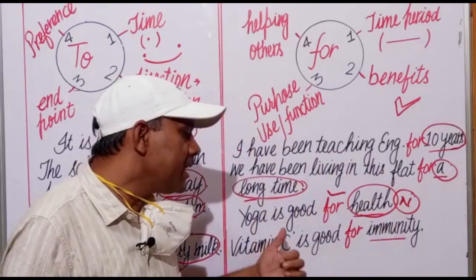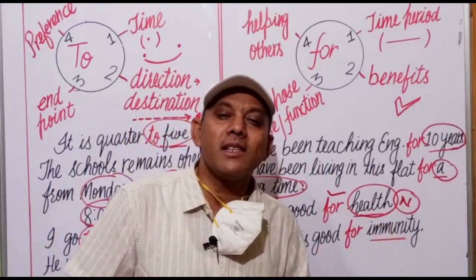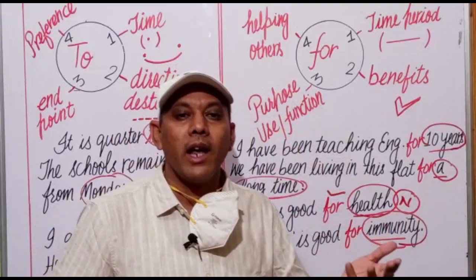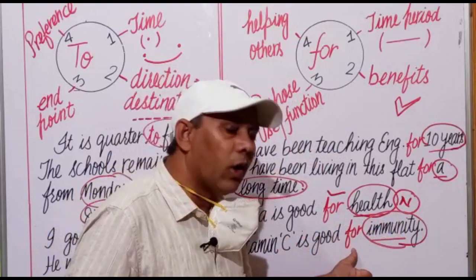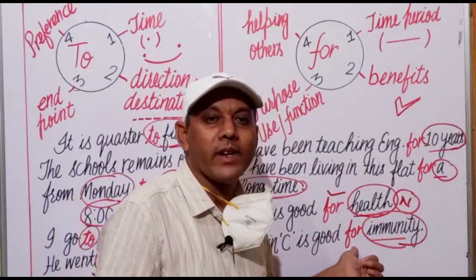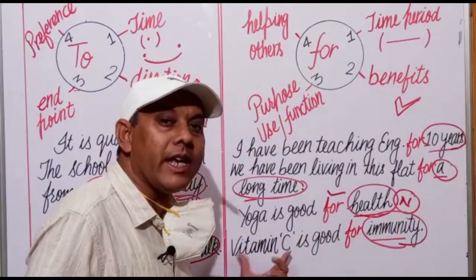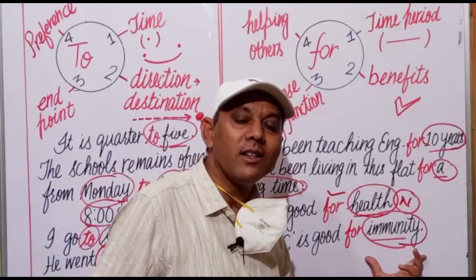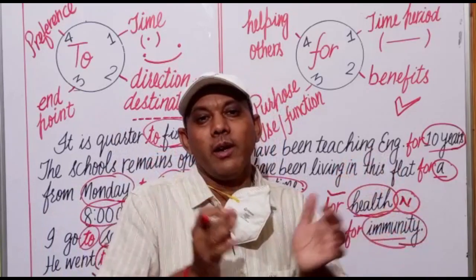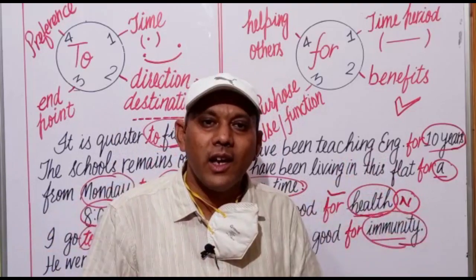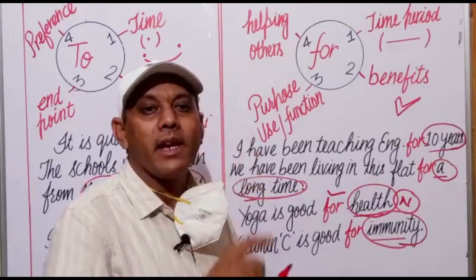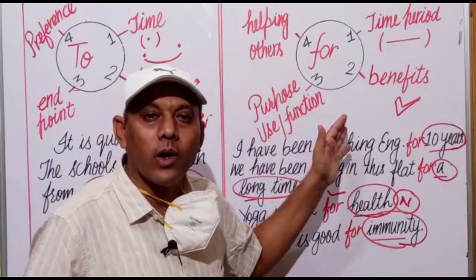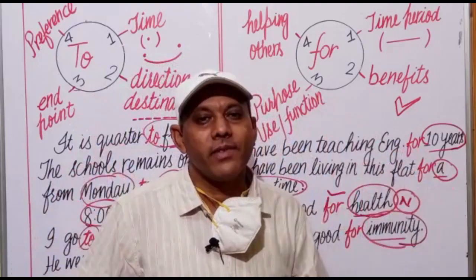Next, vitamin C is good for what? Vitamin C is good for immunity. Immunity is again a noun, and we use for in case of benefits, meaning vitamin C is great for immunity, and it becomes more beneficial to us in this pandemic of COVID-19. In this way, we use to and for in case of time and benefits.